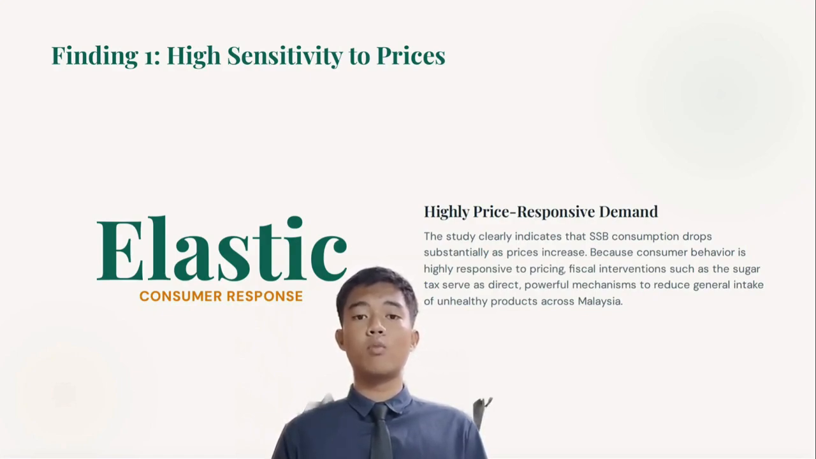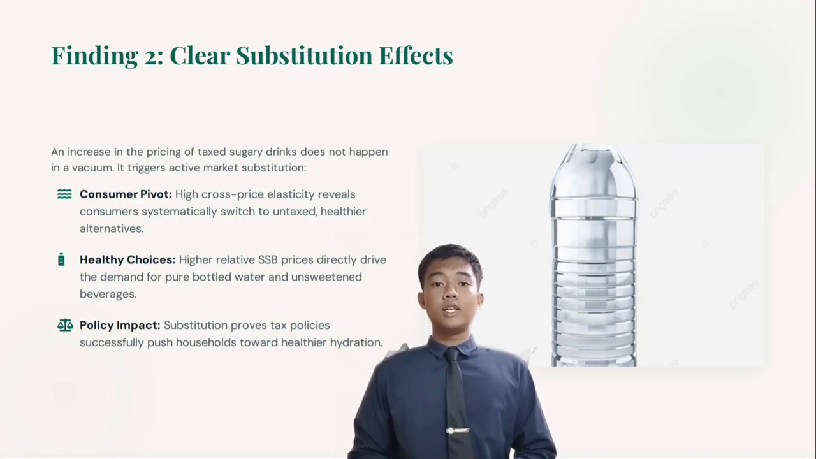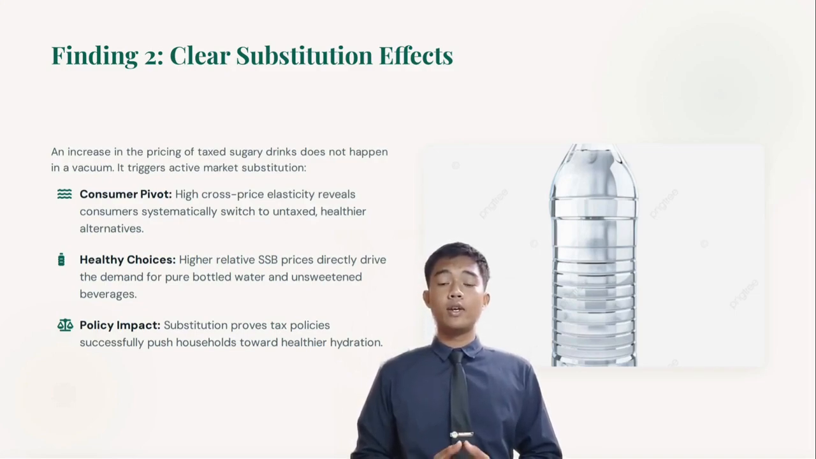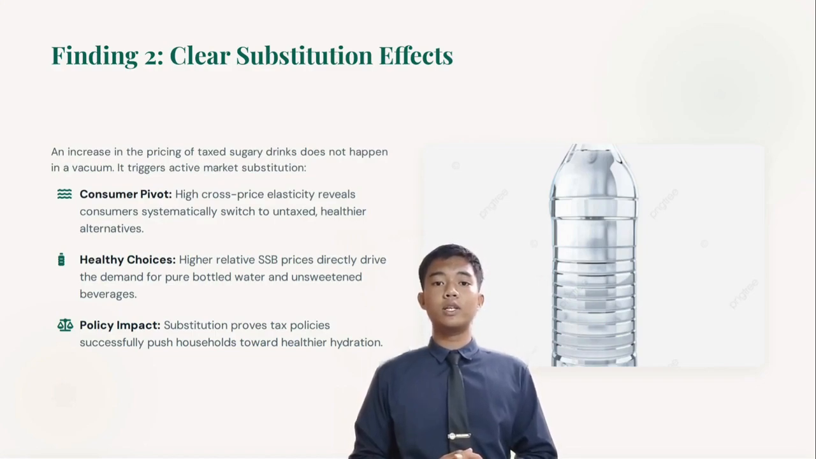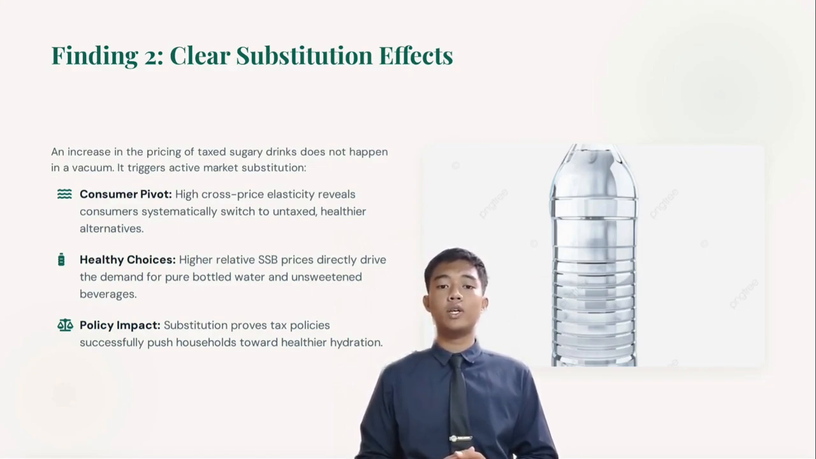When sugar drinks become more expensive due to the sugar tax, many people reduce their purchase. This finding suggests that increasing price can be an effective way to reduce sugar consumption and encourage a healthy lifestyle. The second finding is the substitution effect. The study found that when sugar drinks become more expensive, consumers tend to switch to other beverages instead of completely stopping their purchase. For example, some may choose bottled water or other alternatives. This shows that consumers adjust their buying behavior when price changes.